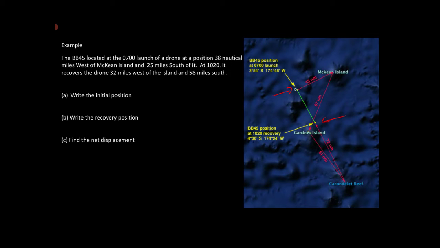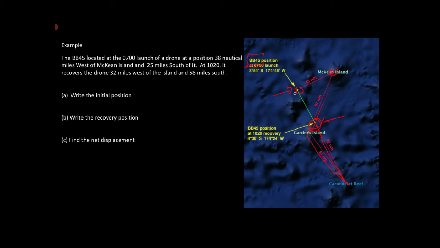The idea here is that we have a boat, the BB-45. I don't know what BB stands for. Since I had a chance, I should have looked, but I don't know what it stands for. And we've got sort of an underwater drone that's coming off of McKean Island here. And you can read where it is from here if you want to. And that drone is going to follow this path and then eventually get picked up by the BB-45 right there.